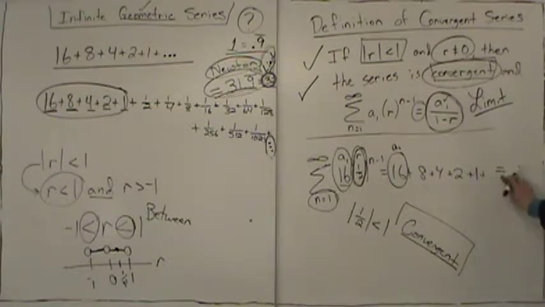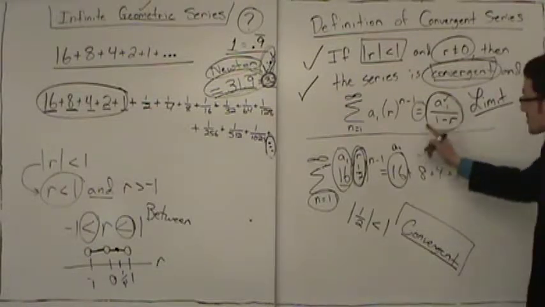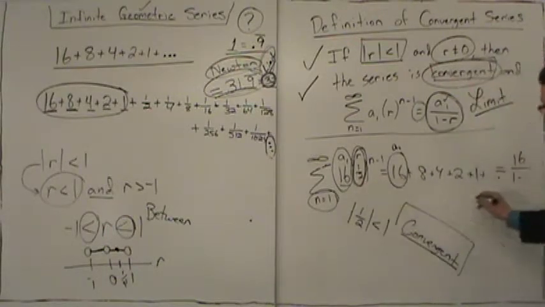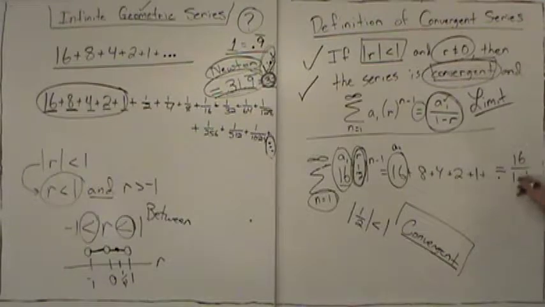This is equal to a sub 1, which is what? 16 over 1 minus the R value. What's the R value? The R value is 1/2. 1 minus 1/2, 16 over 1 minus 1/2 gives, now we need to convert 1 to an acceptable form. We need a common denominator.